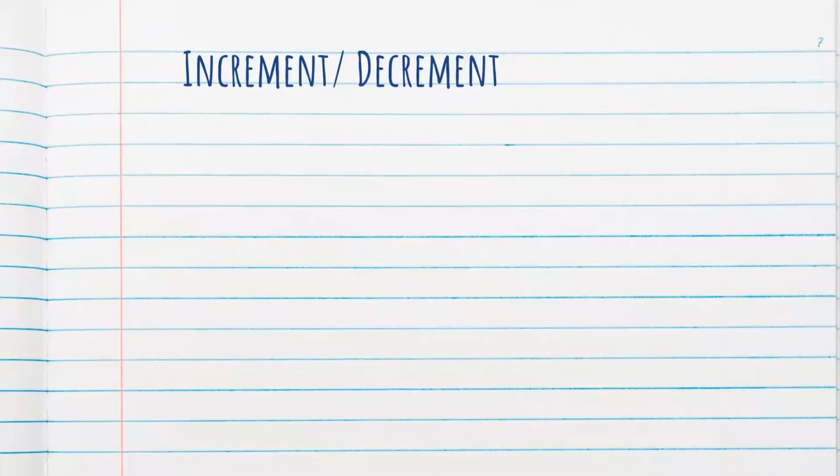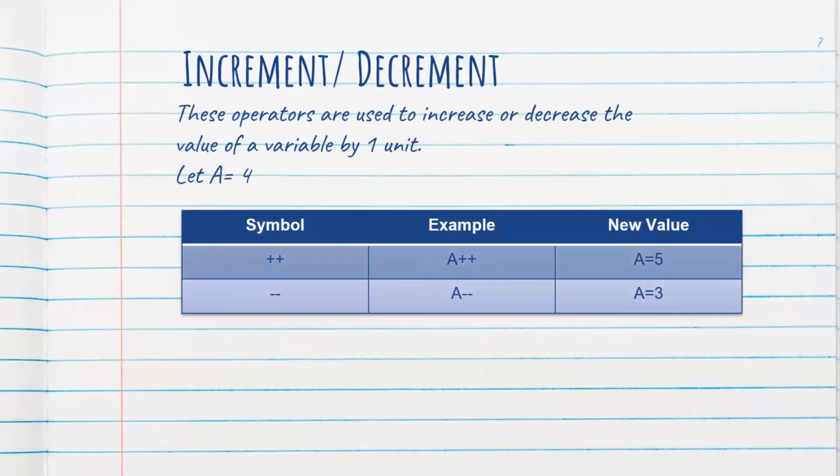The last operator is the increment or decrement operator. These operators are used to increase or decrease the value of a variable by 1 unit. So for example, A is equal to 4, and if we use the double plus operator, which is an increment operator, the value of A will increase by 1 unit and the new value of A will be 5. Similarly, minus minus is a decrement operator which is used to decrease the value of a variable. And if we use A minus minus, in this case, the value will decrease to 3 because it was 4 in the beginning. So these are the operators that are present in the C language.